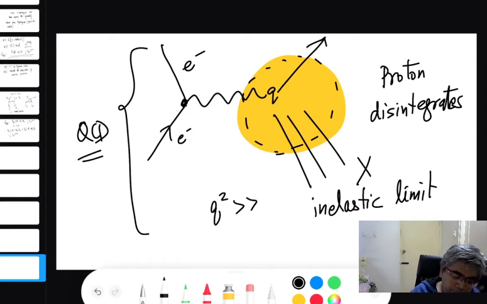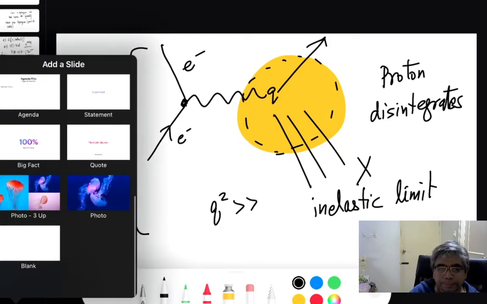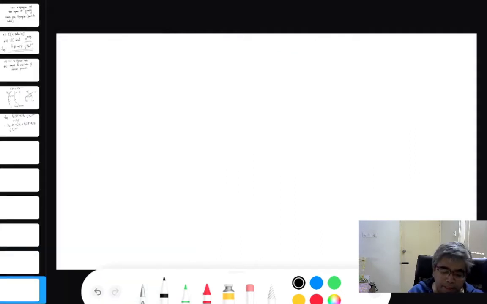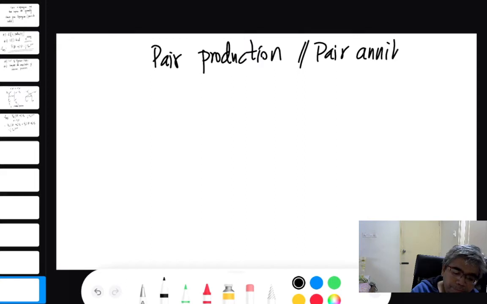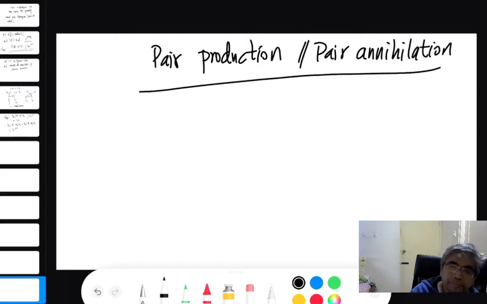Now that we have come to inelastic scatterings, let's look at some other inelastic scatterings, which are also equally interesting. The main inelastic scatterings which are interesting are what is called pair production, and then pair annihilation. These two are important processes which we need to study a little bit.